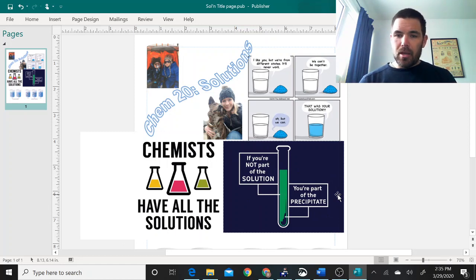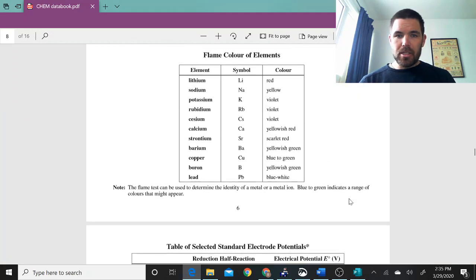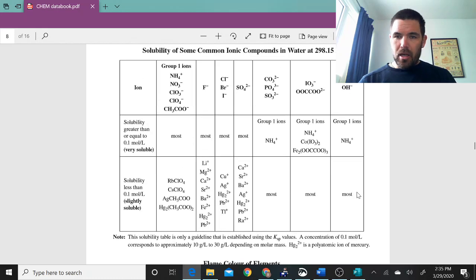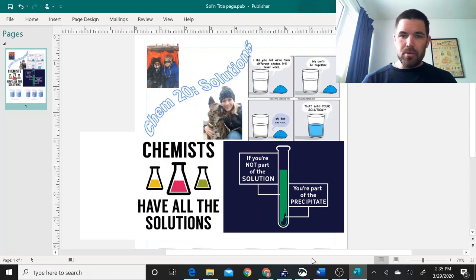You'll also want to get your data booklet out. Let's see, where did I put my data booklet? In particular, we're going to be using page 6 of the data booklet and our solubility chart that we find there. So if you don't already have those things, you want to get those out right away because we're going to get started.